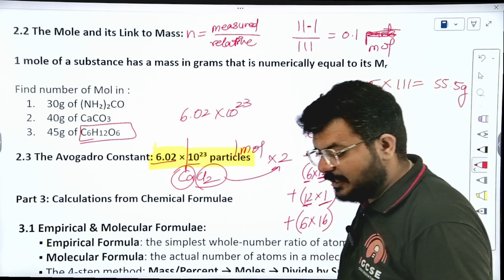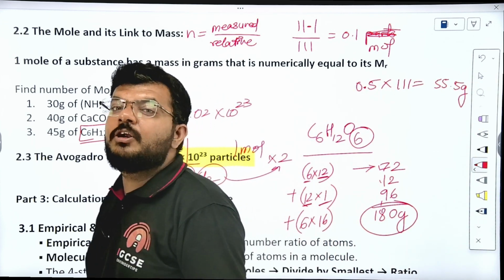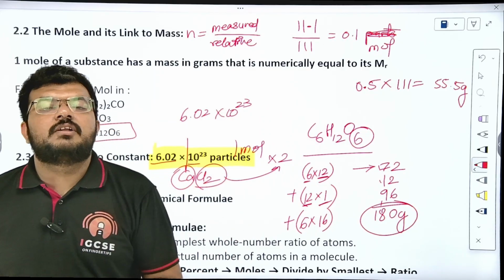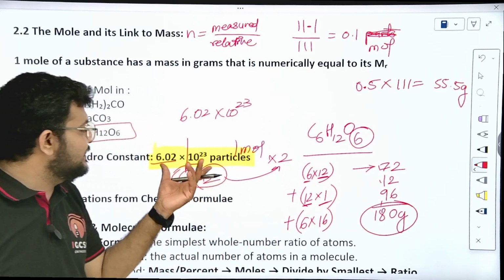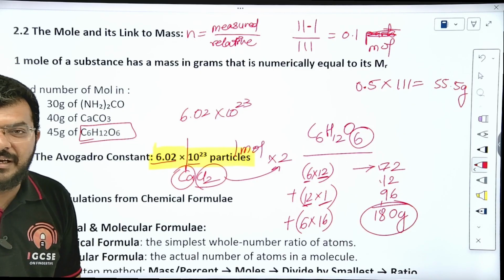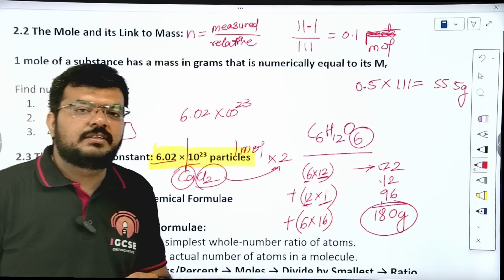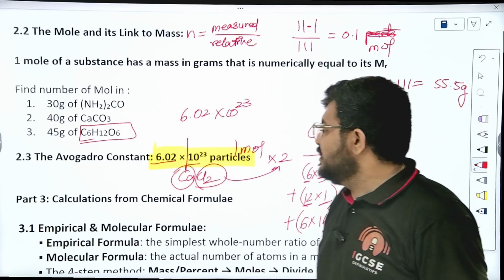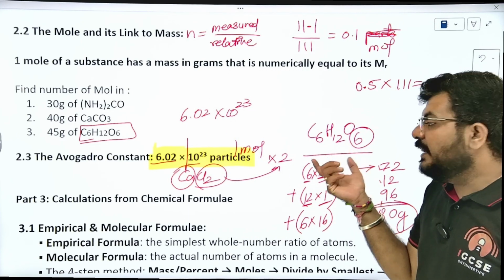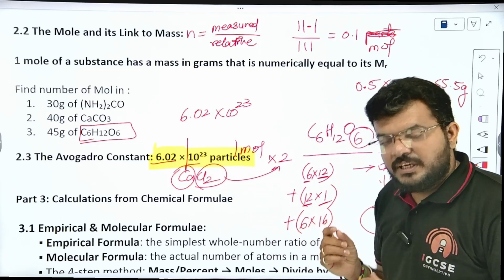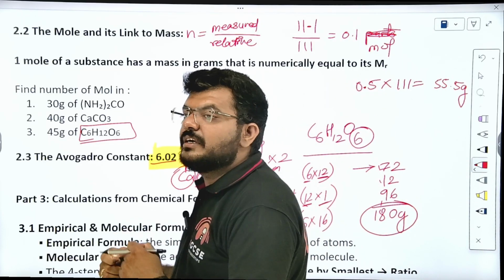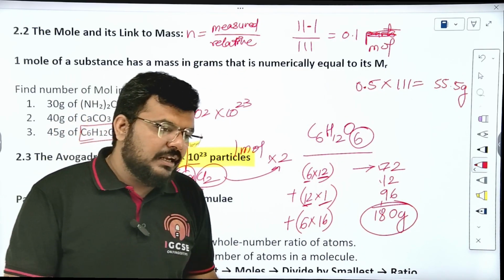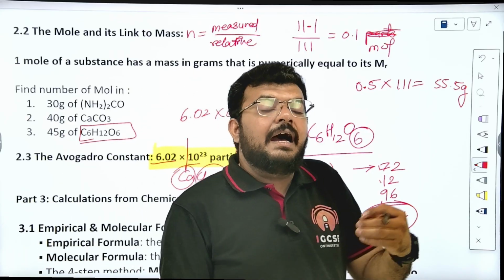But if someone asks you what is the number of molecules in 1 mole of glucose, then it is exactly 6.02 into 10 to the power 23. That is the number of molecules of this whole unit, right? So this word particle is a term where you have to understand what they are asking.